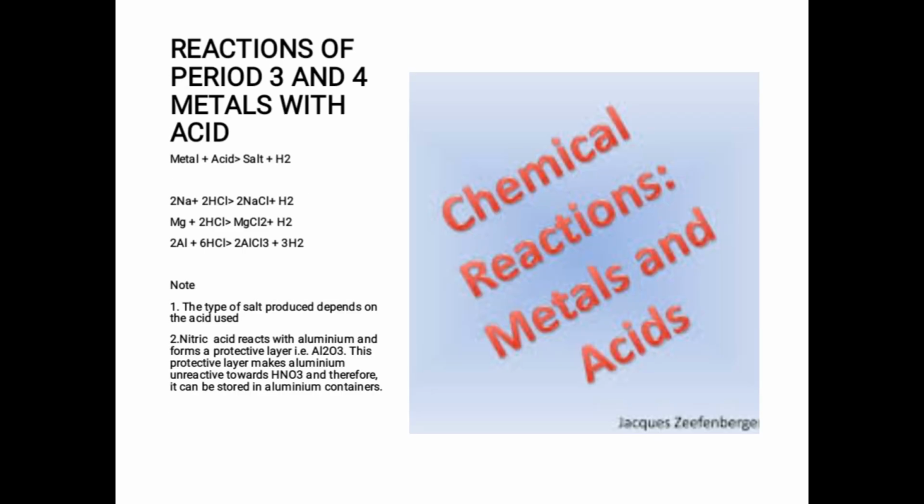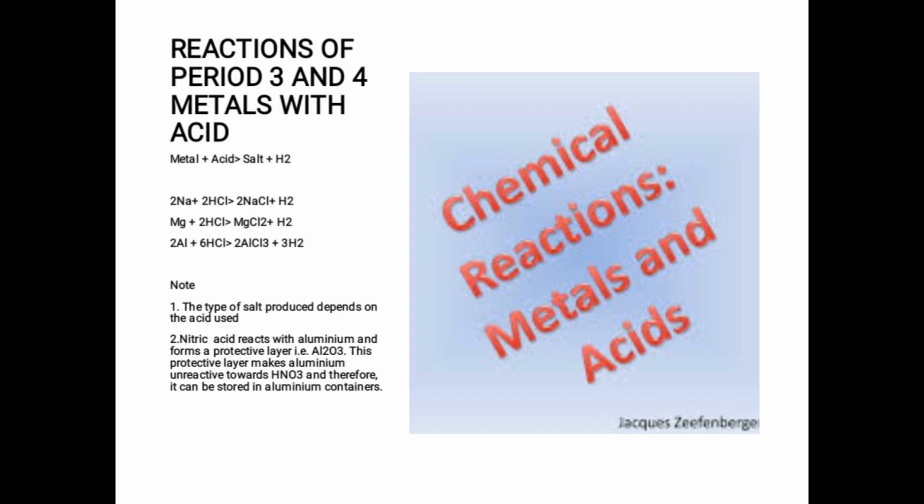Okay, so let's look at some of the reactions of period 3 and period 4 metals with acid. Generally, all of them will react with acid to form salt and hydrogen. Key one there, the gas produced from this reaction is hydrogen. However, we should note that the type of salt produced depends on the acid used.